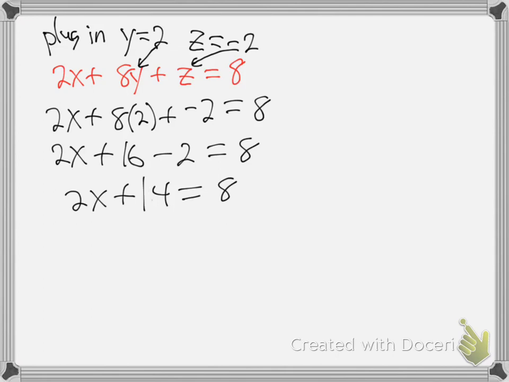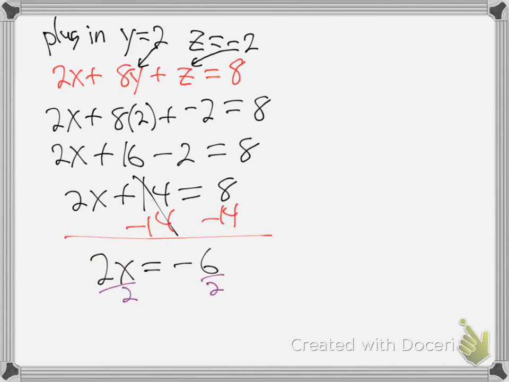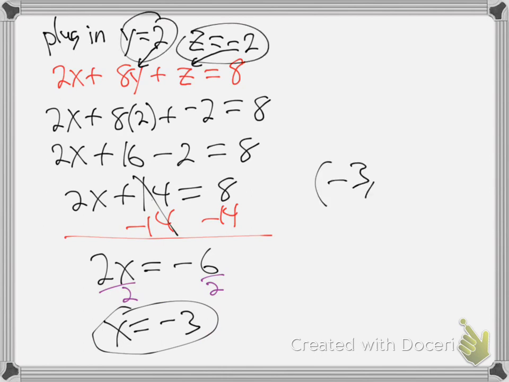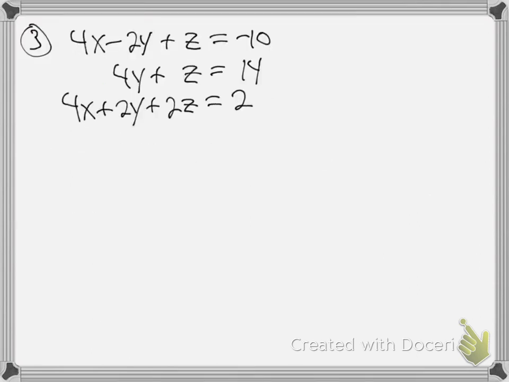And then subtract 14. 2x is minus 6. Divide by 2. X is minus 3. So we got our three answers. X is minus 3, Y is 2, Z is negative 2. So answers are negative 3, 2, minus 2, X, Y, Z. There we go.